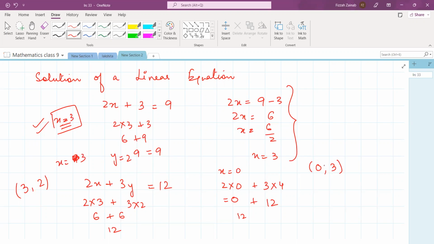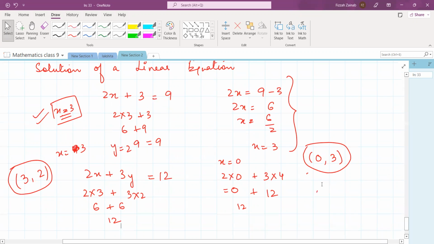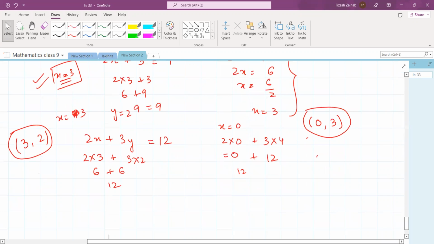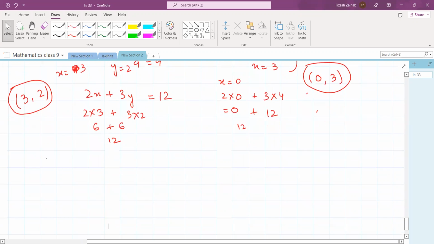Yes, ma'am. Zanab, is this right? Zeba, Zanab. Yes, ma'am. Yeah. So that means this is also one of the solutions of this equation. This combination, the values of x and y, is another pair of solutions. So basically a linear equation can have infinite number of solutions. So please note this down. What will you note?